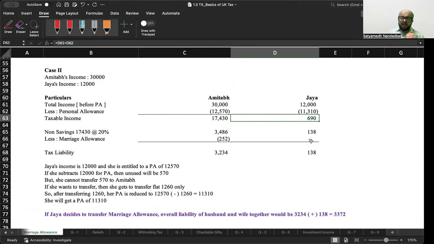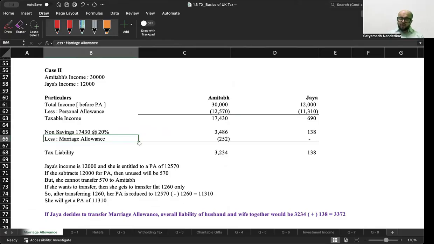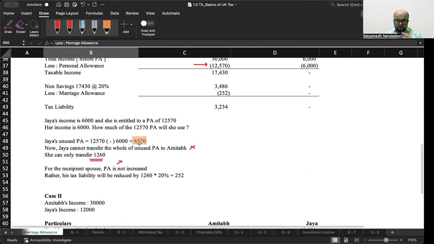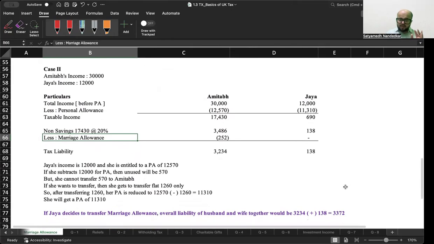tax. Again, when it goes to Amitabh, Amitabh's personal allowance will not increase, but what you will do is from the total tax liability, you will subtract marriage allowance, which is 1260 into 20%. Now, remember one thing, transfer of personal allowance cannot be of any amount apart from 1260. Here, the unused amount was 6570. Still, she could not transfer a higher amount. Here, the unused amount would have been only 570 in normal circumstances. Still, she cannot claim full 12,000 here and then transfer 570 to the husband.